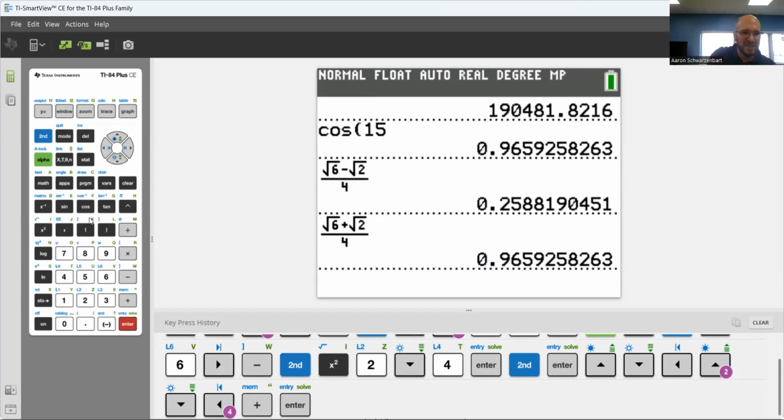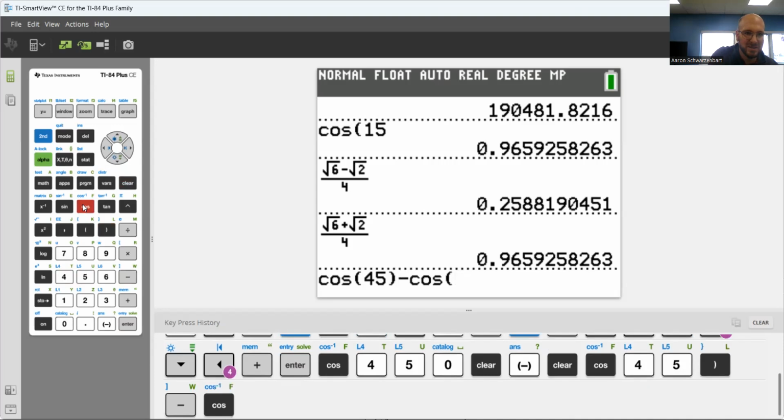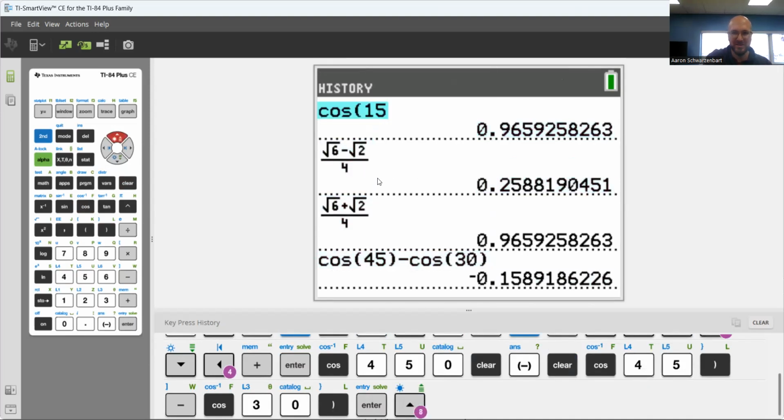I'm going to show you here for a second that the cosine of 45 minus the cosine of 30, if I don't use the identity, is not the same. So the identity becomes very important. We can see here that the cosine of 15 and the answer we got are the same. And the calculator is always a great way to check your work on these things.